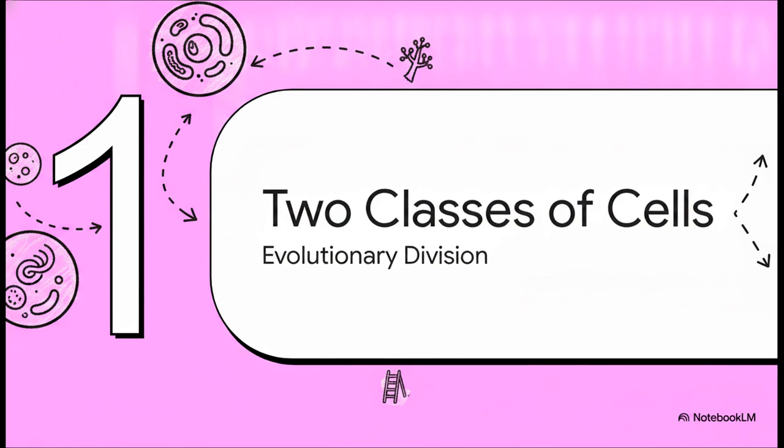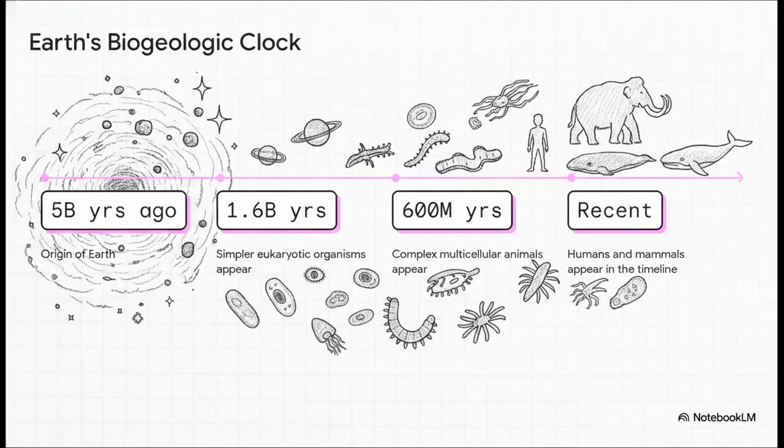This right here is the fundamental evolutionary division in all of biology. Now, to understand the sheer scale of this division, you kind of have to look at Earth's biogeologic clock. The Earth itself originated around 5 billion years ago. If we jump forward, early, simpler eukaryotic organisms showed up well over 1.5 billion years ago. But notice how recently complex multicellular animals actually appeared in the fossil record, only about 600 million years ago. In the grand scheme of things, that is a really sudden arrival. And us humans, we just barely showed up at the very, very end of this timeline.